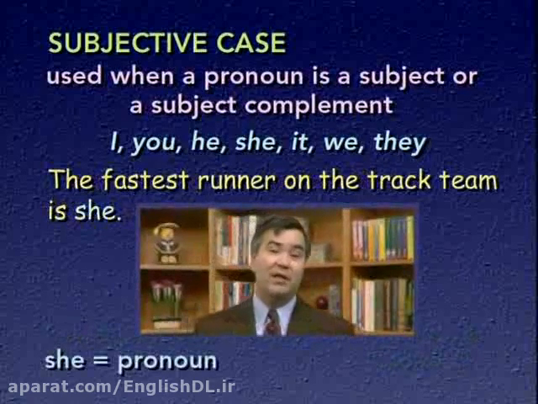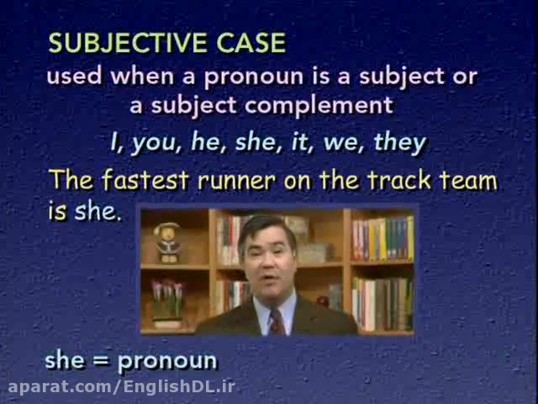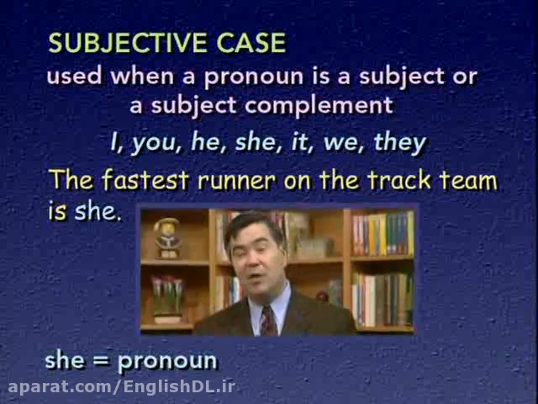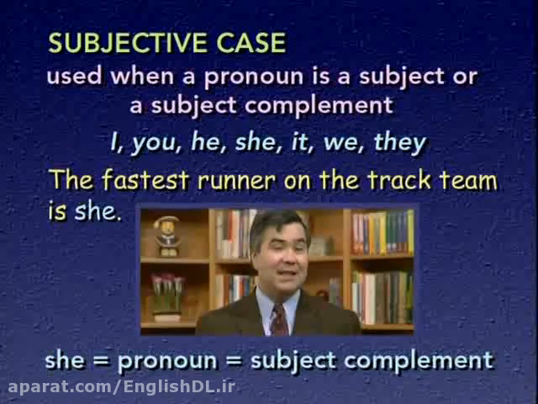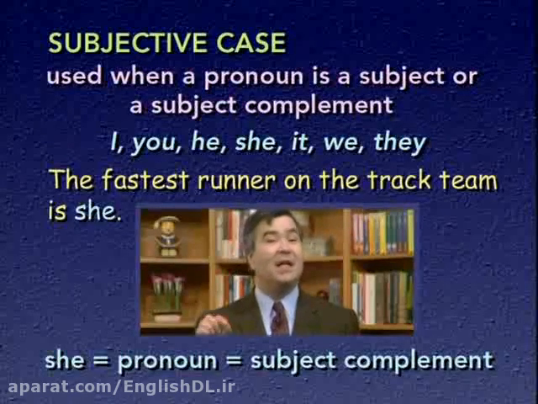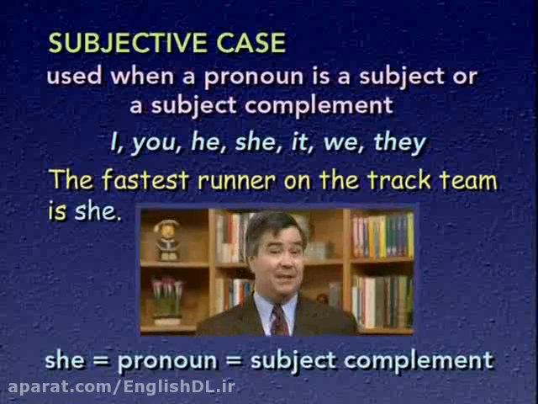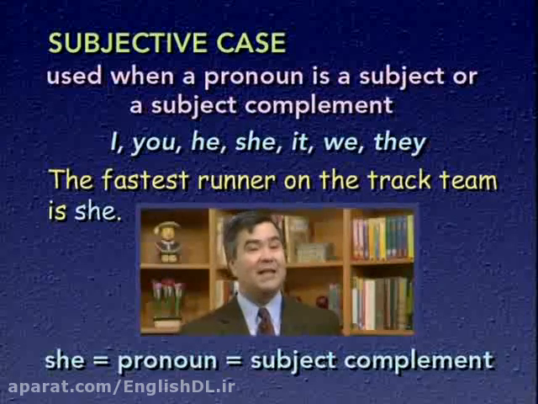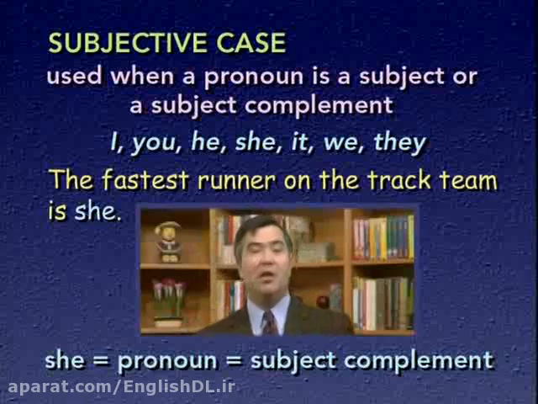Now here the pronoun is the last word in the sentence, she. Again, it's a personal pronoun in the subjective case. Why? In this case, the pronoun she is acting as a subject complement. The sentence contains a verb which expresses not action, but a state of being, namely the verb is. It's explaining a state of being, and the word she acts as a subject complement because it refers back to the subject of the verb, runner.